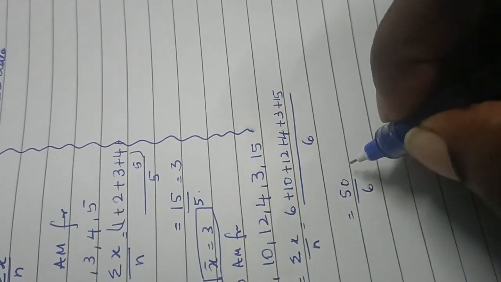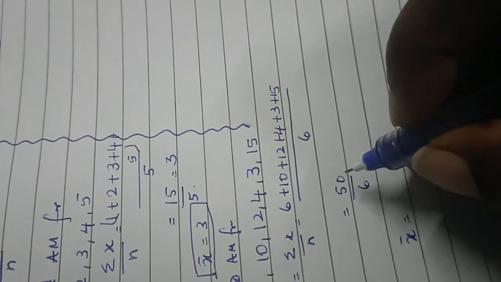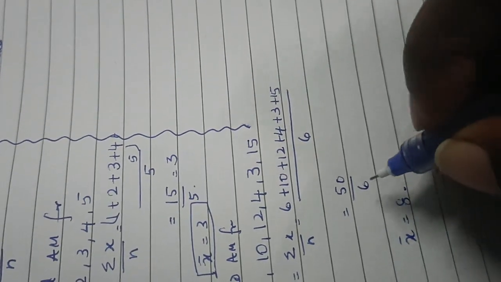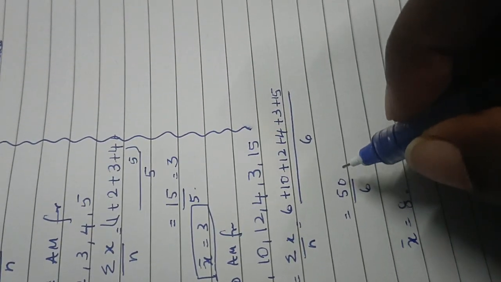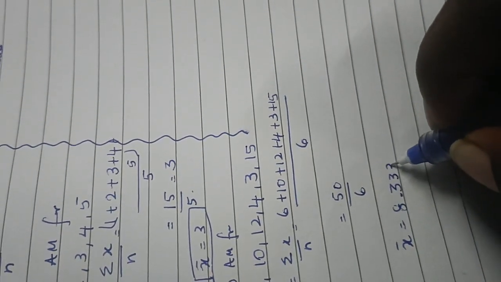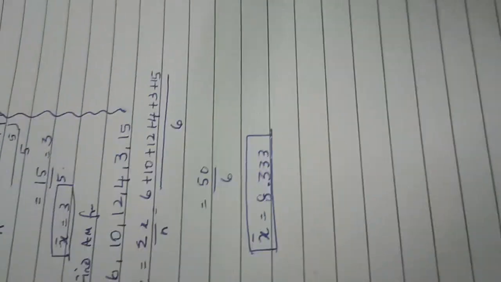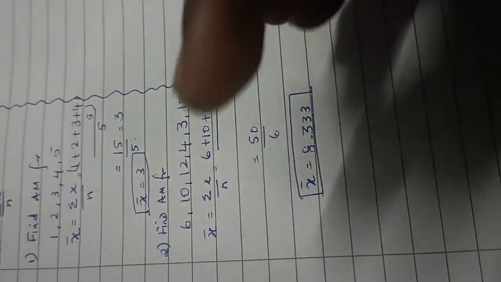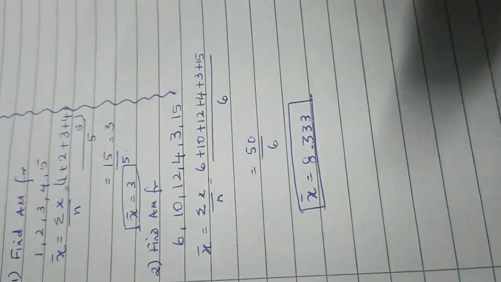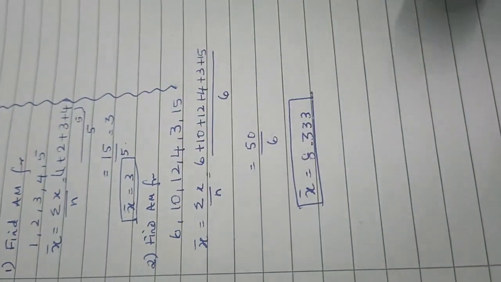So 50 by 6. So here your x bar is, let's see, 8.33. So this is my arithmetic mean. Okay, it need not be a whole number, it can be a decimal number also. So this is for raw data, which has got no table format, just direct values. We can use this formula. So this is for raw data.